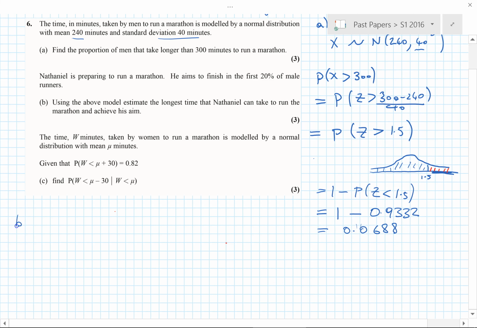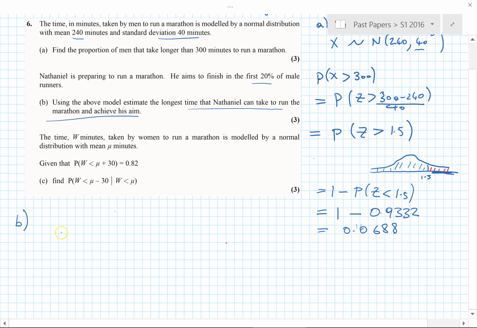Part B says Nathaniel is preparing to run a marathon. He aims to finish in the top 20% of the male runners. Using the above model, estimate the longest time that Nathaniel can take to run the marathon and achieve his aim.